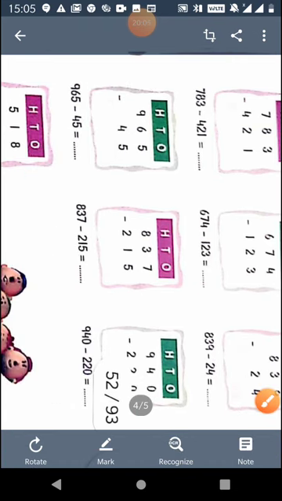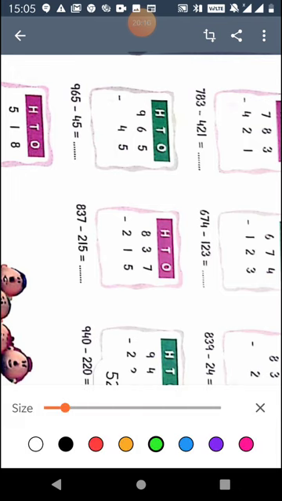Now next sum is subtract 965 minus 45. So 5 minus 5 is equal to 0. Then 6 minus 4 is equal to 2. And here again there is no digit, that means it is 0. So 9 minus 0 is equal to 9. So 965 minus 45 is equal to 920.